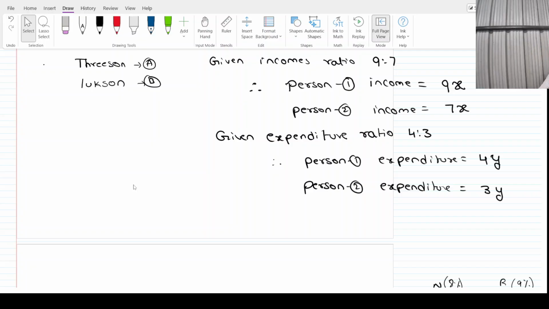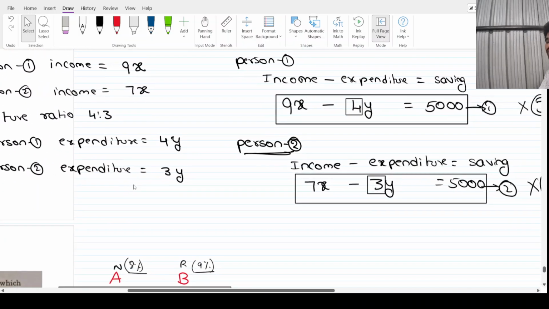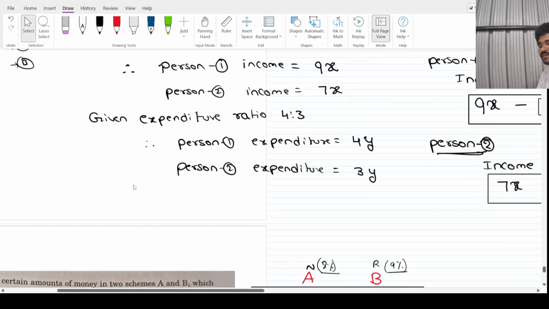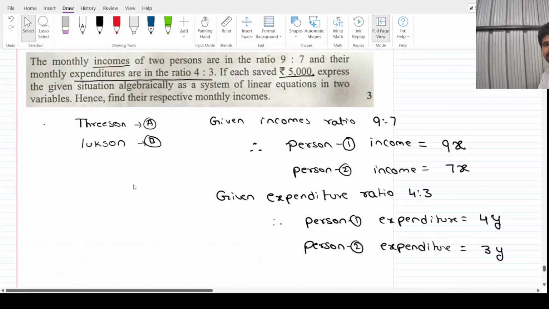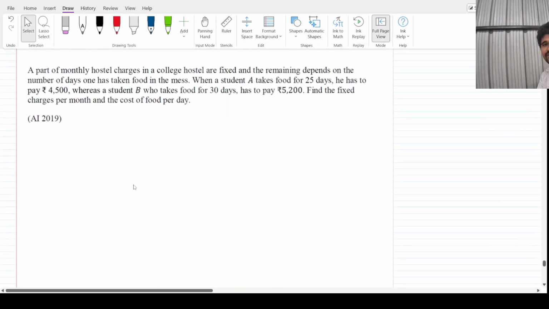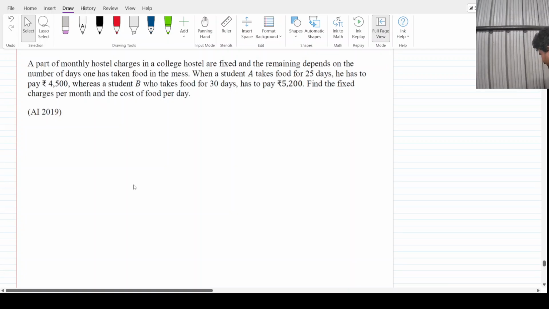It's not tough. First, what we did, tell me? Incomes we wrote, expenditure we wrote, equations we wrote, solve. That's it. Is that clear for everybody? Let's see the next question. Read the question. What is the question? Tell me.